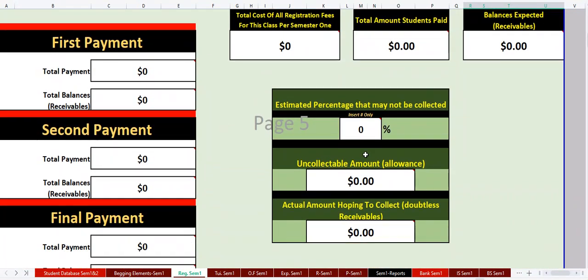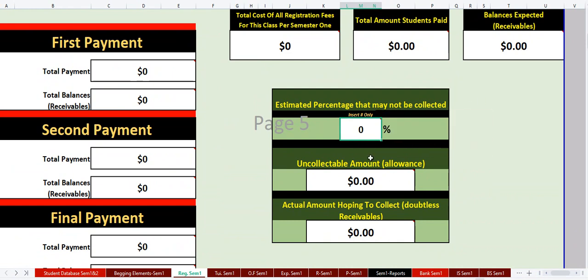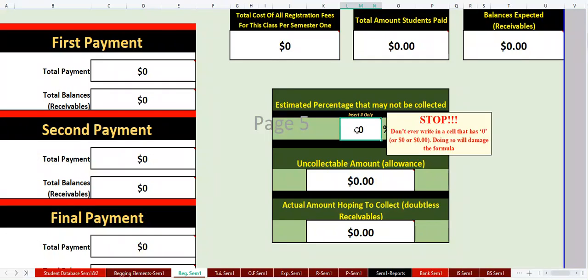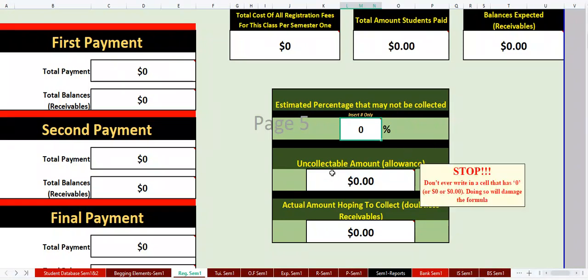Now this place, you see the percentage here. I will come back here to explain something to you. The area you are not going to write in. That's the reason when you hover the mouse, what do you see? It says don't ever write in a cell that has 0, because if you write there, you'll be damaging some formulas. All right, so just to make that clear to you.